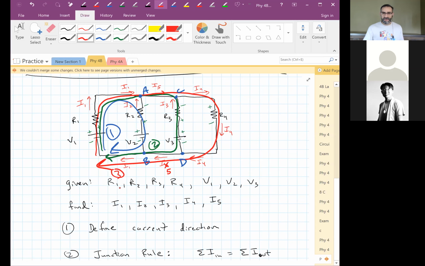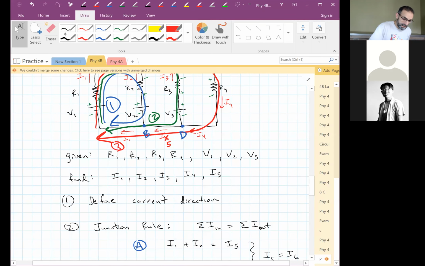But the idea is every device in your circuit has to be included in at least one of the loops, and the loops have to overlap. There has to be something that connects them together. So we'll do these three loops that I just drew, 1, 2, and 3. Let's do those.